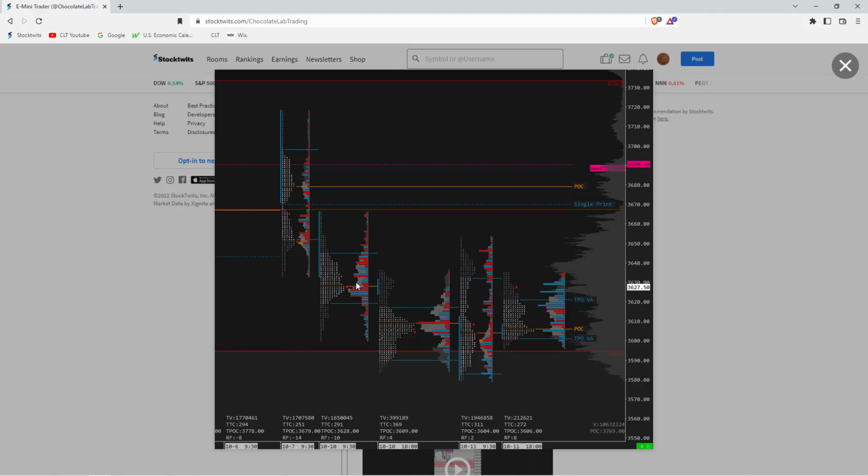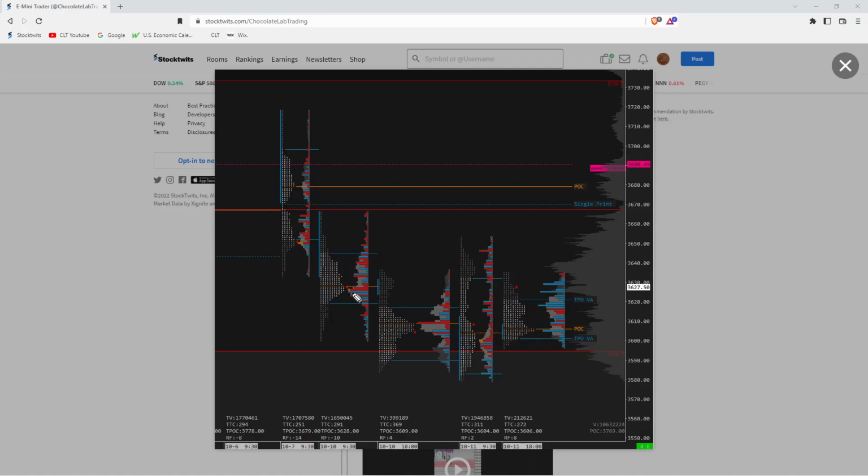So, what are we looking at? This is a TPO chart, or a time price opportunity chart. This chart is looking at time, not volume. Here we do have the volume by price to the side just to get a side-by-side look, but TPO charts have to do with time, not volume.